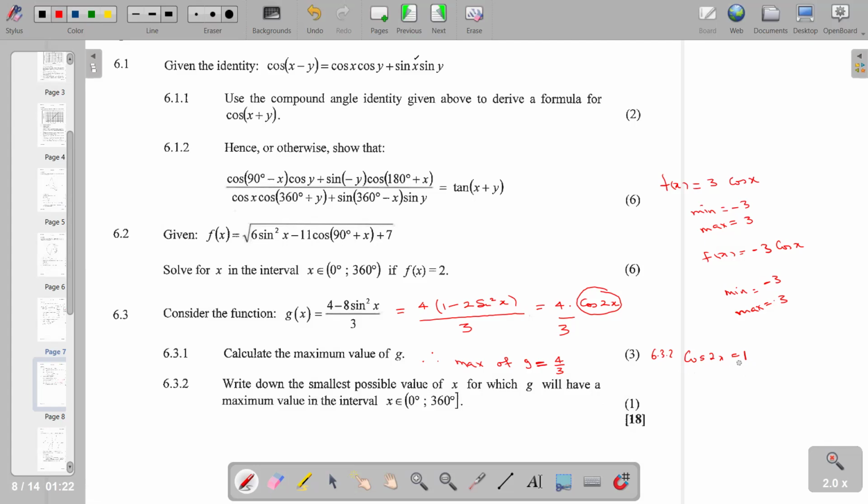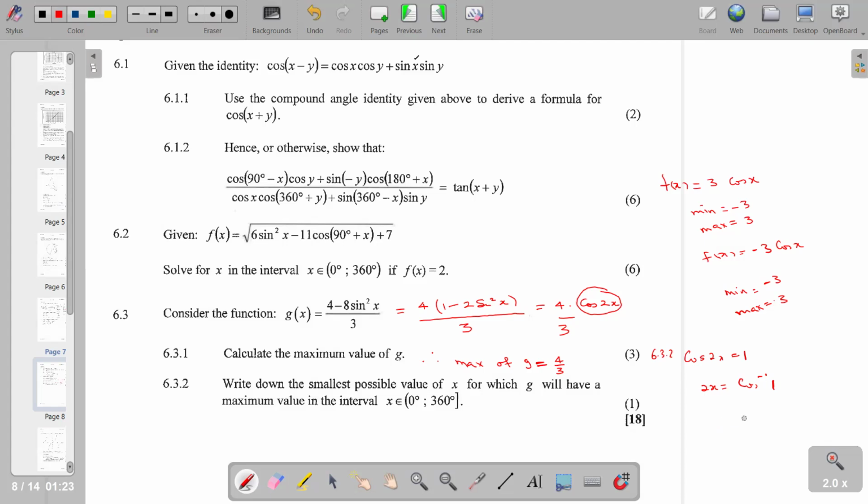So how are we going to get a 1 here? Because we said it's going to be 4/3 maximum value, which we established when this one is 1. So we are going to solve this equation. So it means 2x is equal to cos inverse 1. So cos inverse 1, what are we going to get?